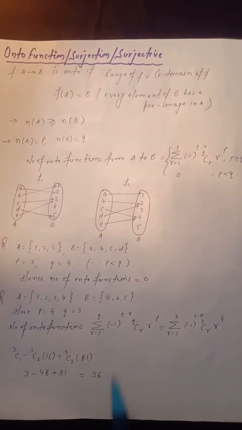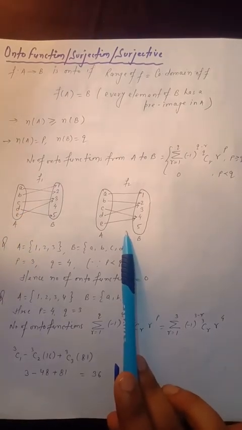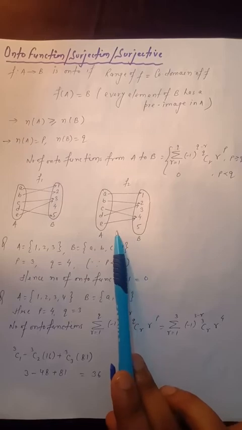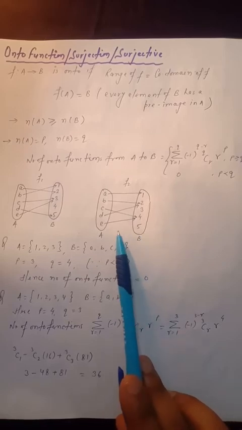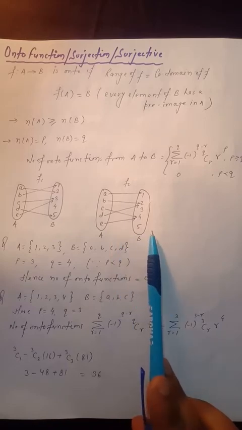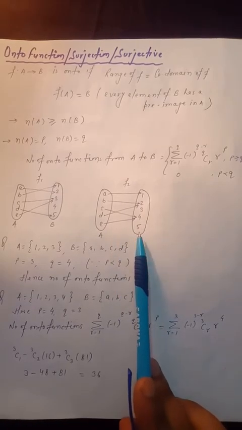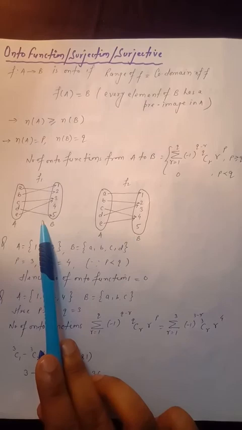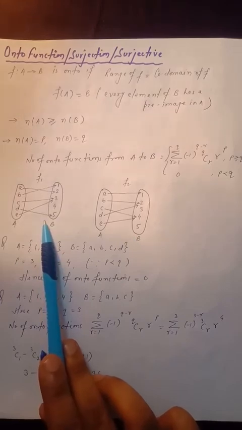So a single function at the same time may be either one-one onto or one-one into, because when the function is not onto, it will be into.